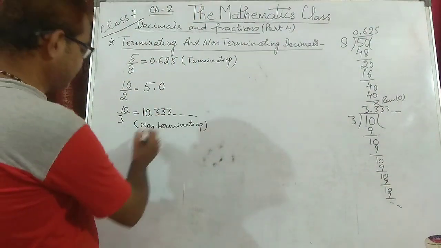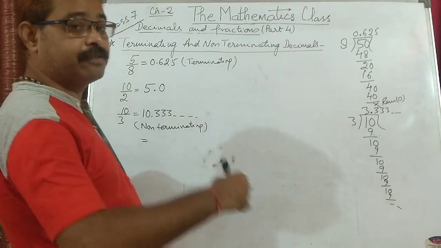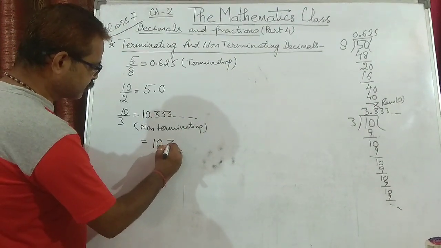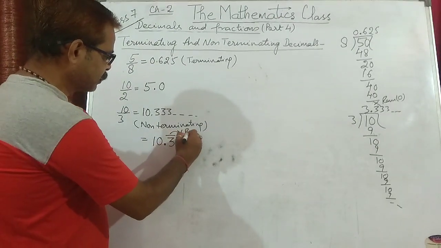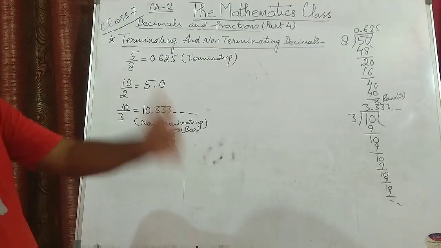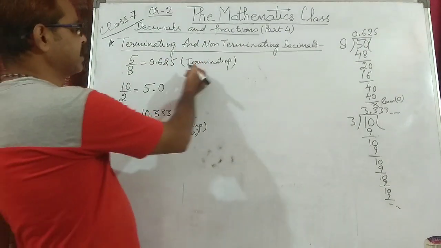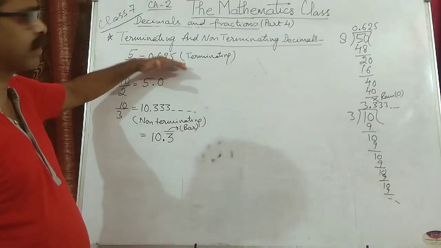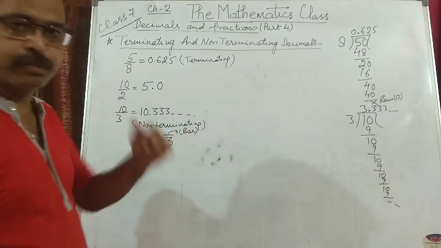Now how to write it? If you are asked to write 10.33333, till where can you write? The very basic thing is it is written as 10.3 bar. Bar means this is known as bar. So this bar means that the number 3 is continuously repeating itself in this decimal. A terminating decimal like 0.625 you can write as it is. But if it is non-terminating, it has to be written with bar.